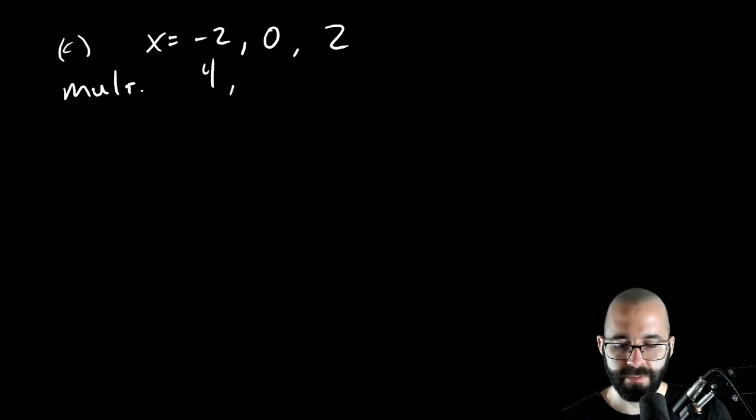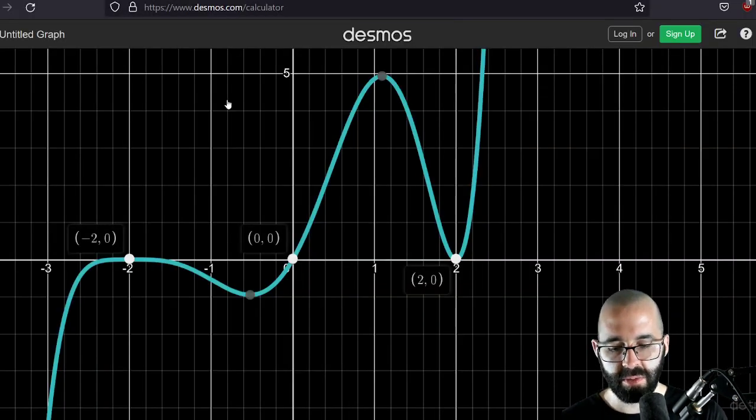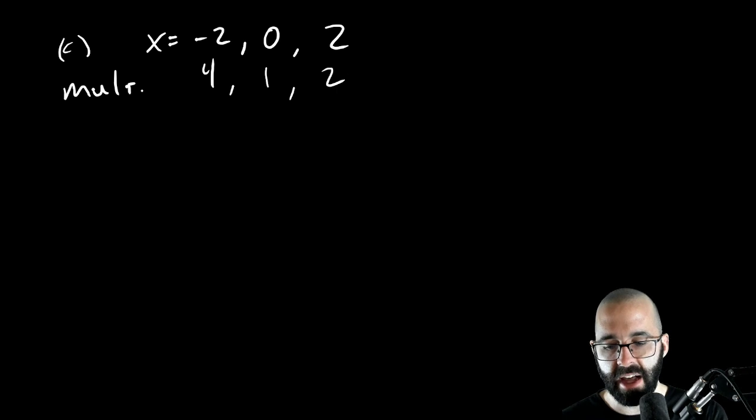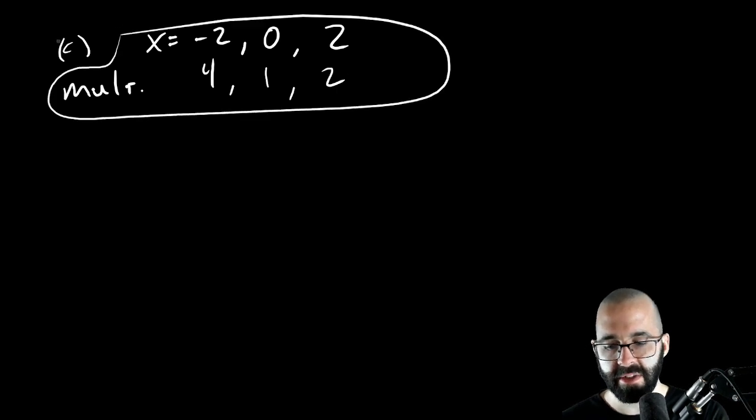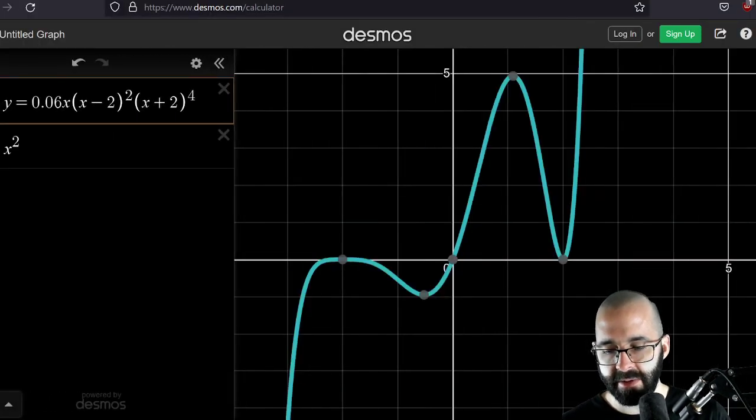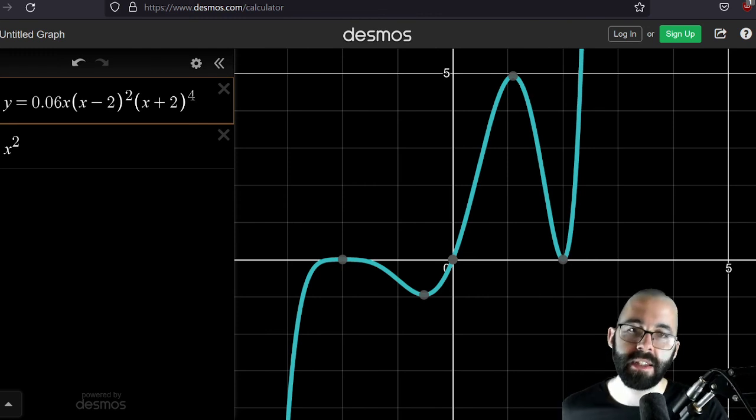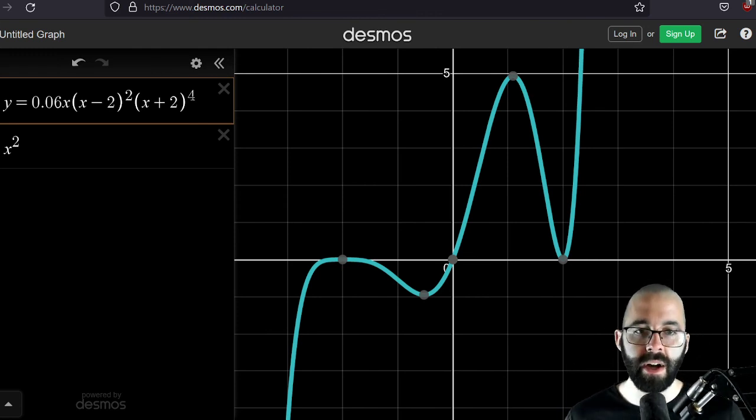It's not super clear. 0 still has multiplicity 1. And 2 has multiplicity of 2. It's not as flat. That'd be your answer for this one. And yeah, it turns out that it is multiplicity 4. You can see that exponent of 4 on that 0.